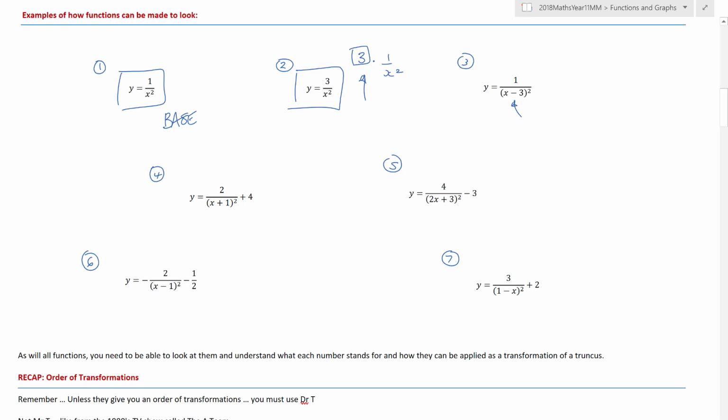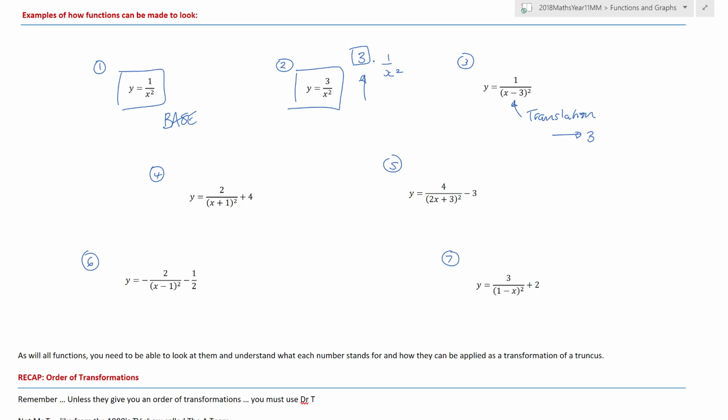Here, I have a translation. In this situation, it's going to move 3 units that way. It's inside the function. It's inside that squared. It means it's doing the opposite. It's got something to do with the x. So it's a translation in 3 units. And they get more complex.